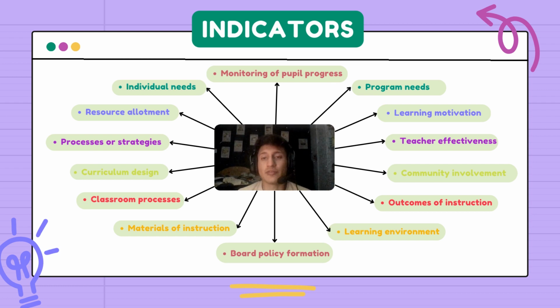Then we have material of instruction. It means to provide insights about whether specific materials are indeed effective. Monitoring of pupil process is to conduct formative evaluation of student learning. The learning motivation is to provide insights about the effort and persistence of learners. The teacher effectiveness is about the effectiveness of teachers in order to make the students achieve the goals and objectives of the school.